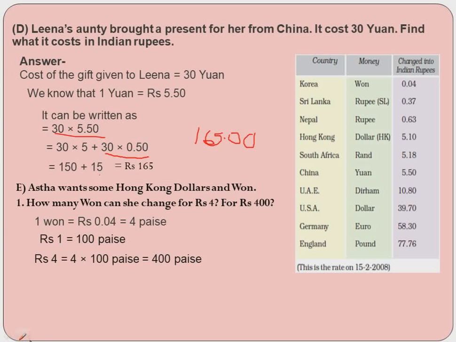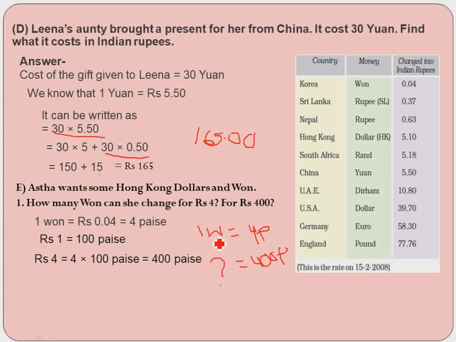Now one more thing you remember here, children. See, here what I wrote, 1 won is equal to 4 paisa. Yes or no? So for how many paisa do I have to find now? 400 paisa I have to find. Yes or no? So for 400 paisa, how many won will I get? So what I will do? 400 divided by 4. I will get 100. Understood what I did here?